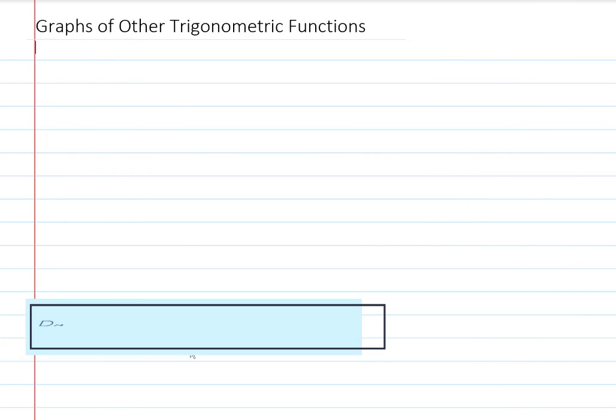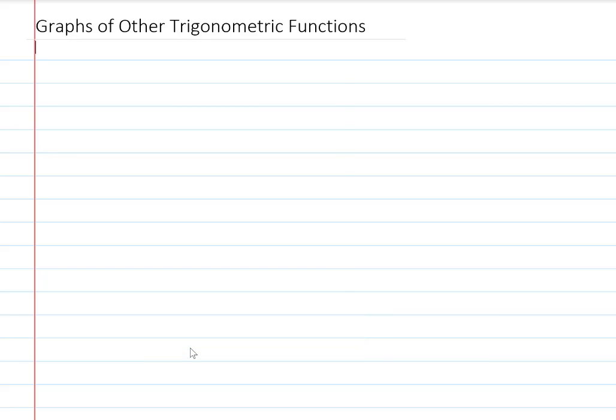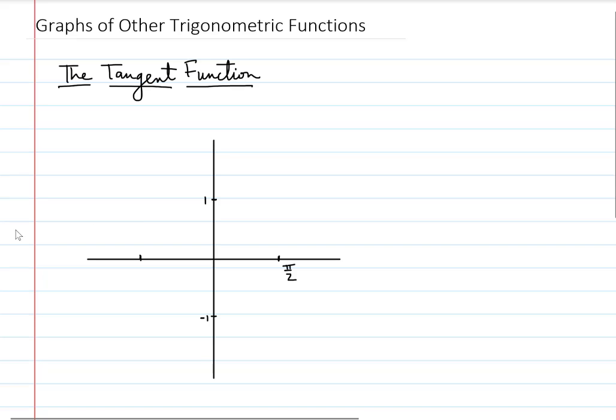Alright guys, so in this section we're going to be discussing the graphs of the other trigonometric functions. We have already talked about sine and cosine functions, so let's start with the tangent function. Okay, so if we recall our unit circle here, we're going to start just plotting some points to get the idea of the curve, of the graph of the tangent function.